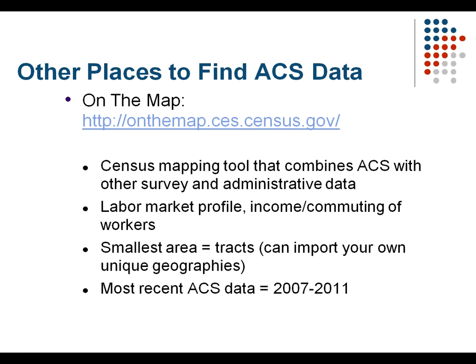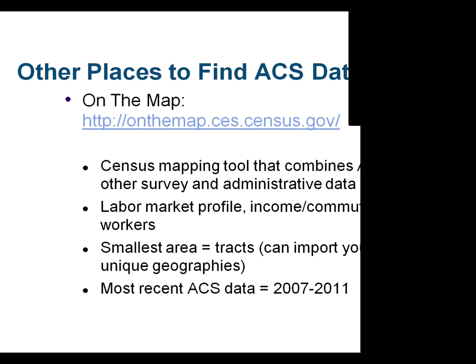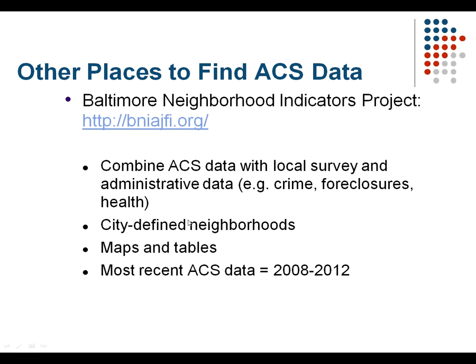OnTheMap is the tool that I mentioned where you can draw a radius around a place and look at very basic ACS data for an area defined a certain distance around a place. It does have pretty good data on the labor market and on income and commuting, and less good data on housing and on poverty and income. So if you're interested in workforce data, commuting data, or basic demographic data, it's a really great tool. You can also import your own unique geography. If you have your own shapefile, you can pull it in and get data pulled from various data sources on the map. So that's a cool one to check out.